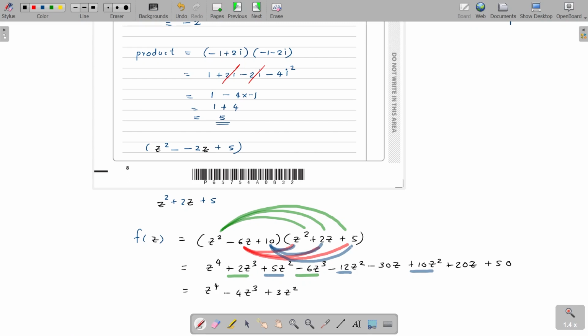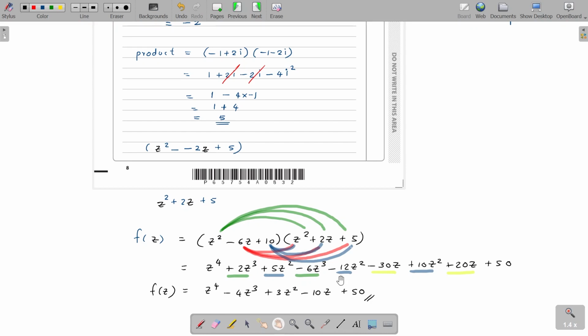The next part, add the z terms. Minus 30z plus 20z is minus 10z. Minus 10z and then plus 50. So this is your quadratic equation. The a, b, z values can be seen, right?